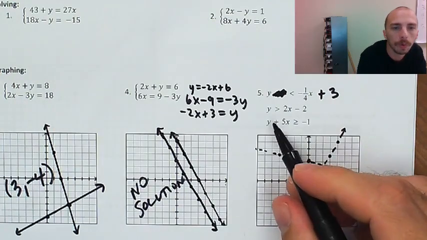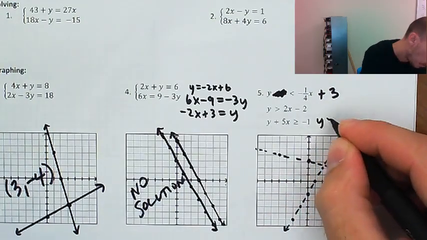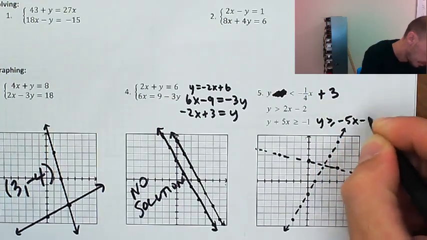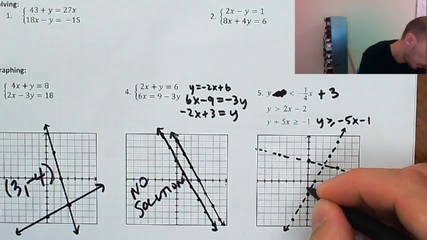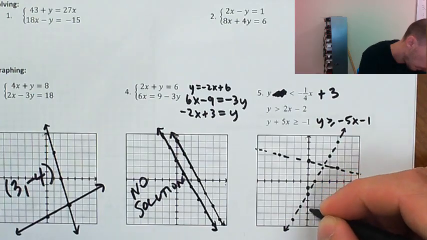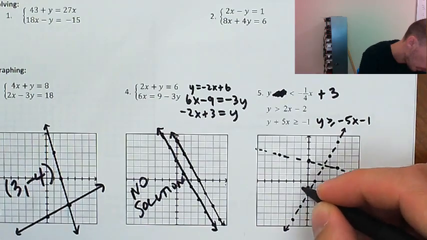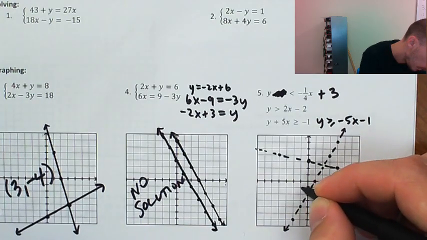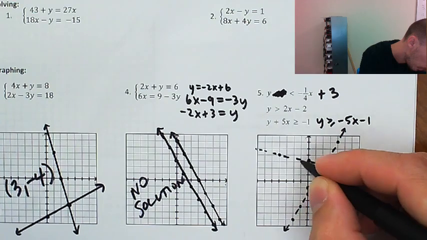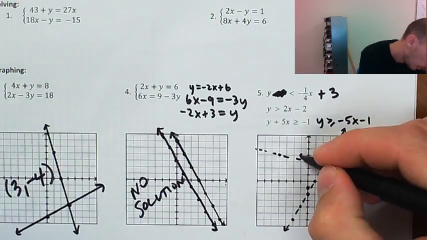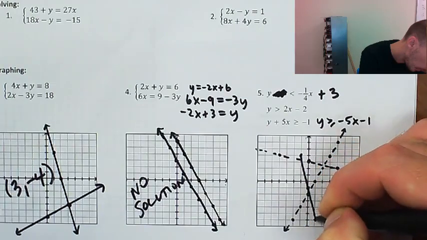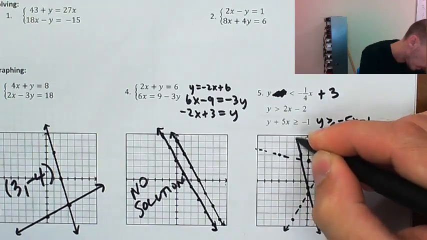Okay, and then y is greater than or equal to negative 5x minus 1. So I'm going to go down by 5. I'm going to go over to the 1, and over 1 and up by 5. 1, 2, 3, 4, 5. And this is a solid line, so we're going to just connect it like that.